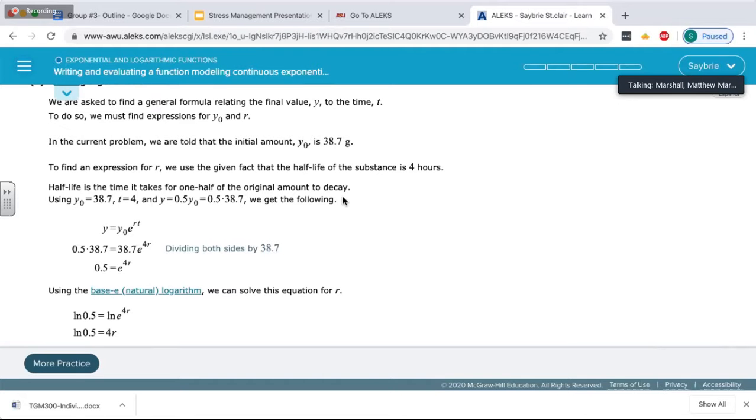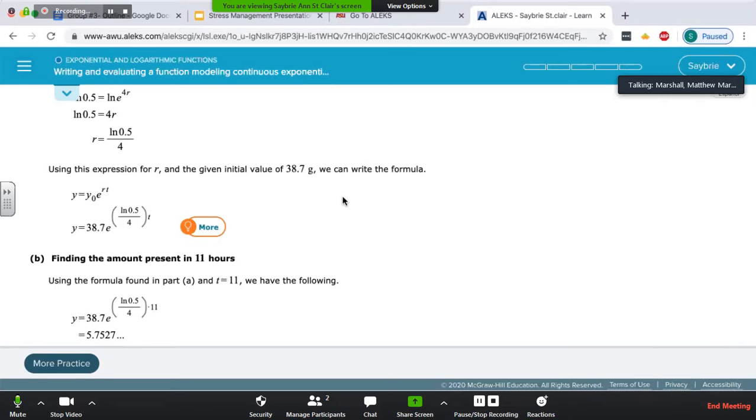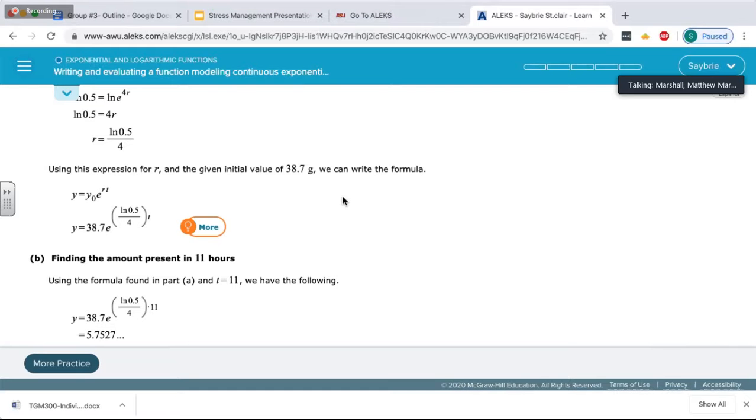Alright, you go down. And then looks like they're the same pretty much, except that they don't give you a final value. You have to find it yourself.